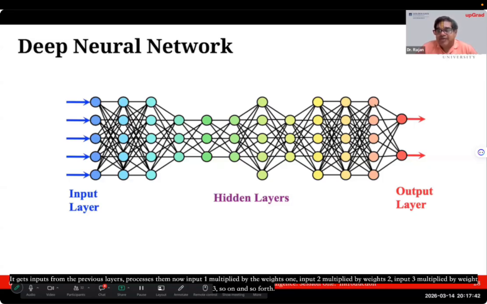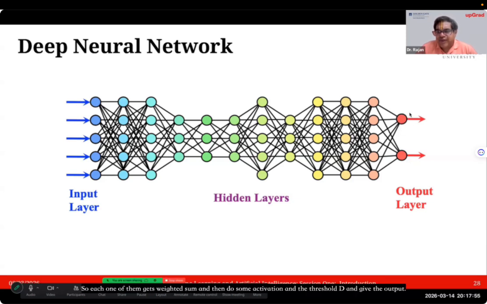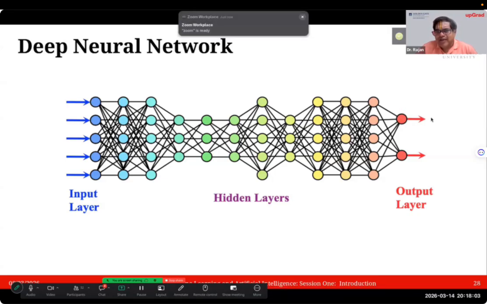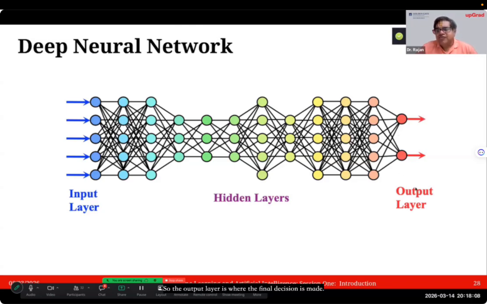It gets inputs from the previous layers and processes them. Input 1 multiplied by weight 1, input 2 multiplied by weight 2, input 3 multiplied by weight 3, and so on and so forth. So each one of them gets a weighted sum, and then it applies some activation and thresholding and gives the output. That's what happens in the last neuron. So the output layer is where the final decision is made, but it's similar to every neuron in the previous layers, in the hidden layers.